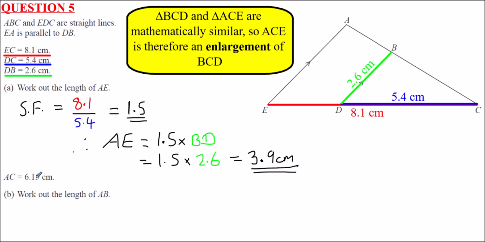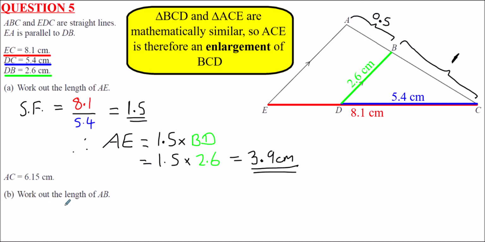We're next told that AC is 6.15 and to work out the length of AB. What we know here, because the scale factor is 1.5, is that the larger shape is 1.5 times bigger than the smaller triangle. In other words, for every unit of BC, from A to B is an extra half unit on top. So it's like a ratio of 0.5 to 1. The full length is 1.5 compared to BC, which is 1.